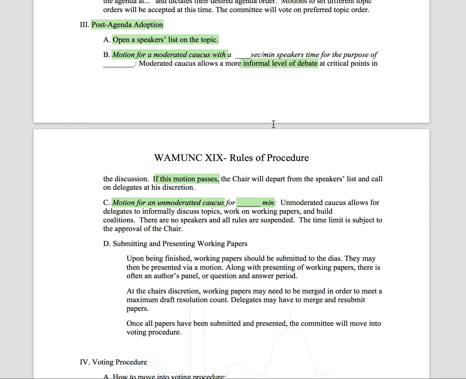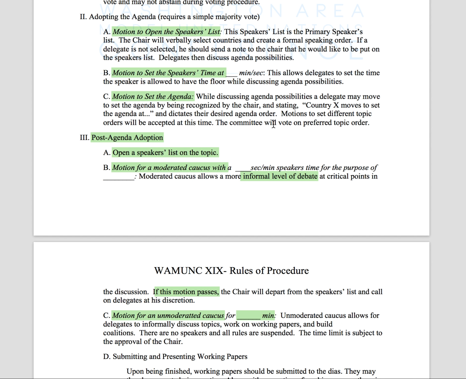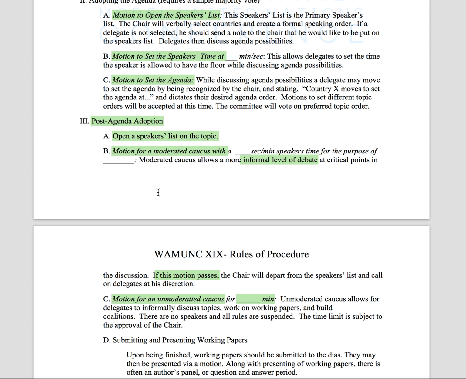The key thing here is once people have had a chance to introduce themselves through the speakers list, and they've set their speakers time, and they've set an agenda of topics, and then maybe once they've had a moderated caucus or two to discuss the topic, it starts to become evident who believes in what, and what countries are in line with your views or not. You should also know some of this from doing research beforehand about what countries agree or disagree with you on your positions. So you can have an idea of who you want to form a bloc with.